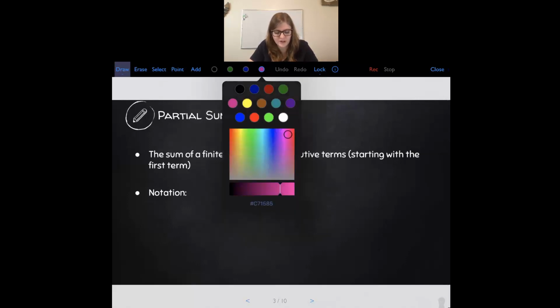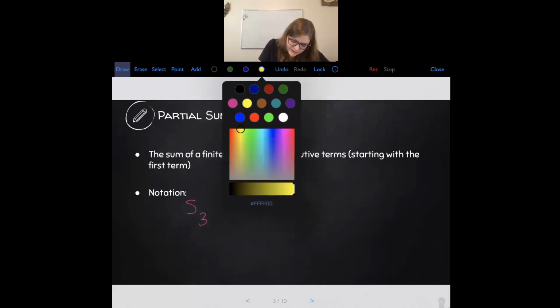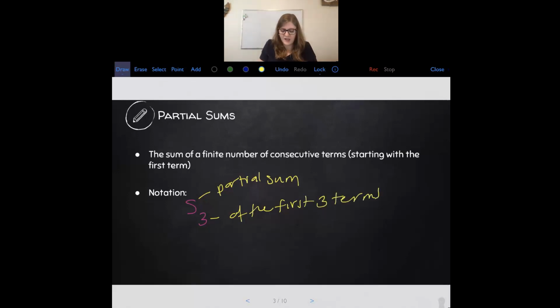So if you were asked to find the partial sum of the first 3 terms, you would see that as S3. So this capital S is denoting partial sum, and this 3 means of the first 3 terms. Okay. So sometimes what you have to do in order to find partial sums is continue the pattern of what's given to you. So let's take a look.